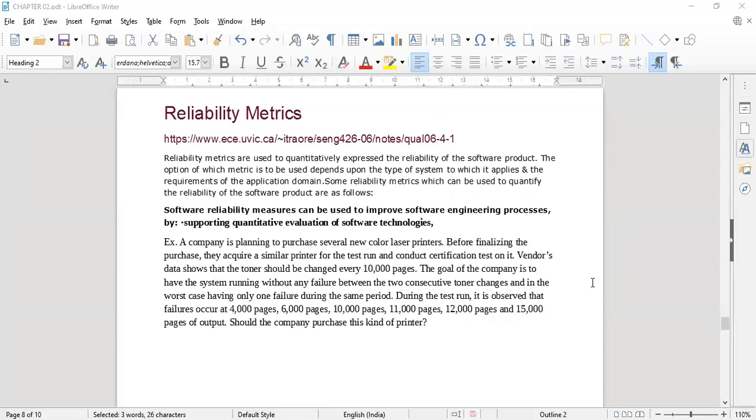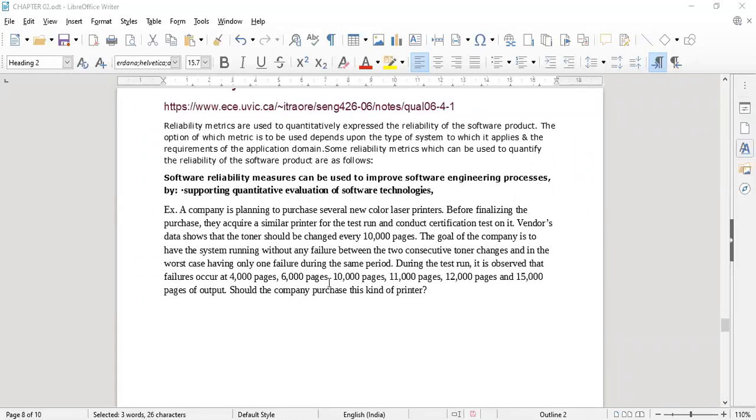Why? Because reliability can support the quantitative evaluation of your software technology. That means whether the product which you are going to develop is properly developed as per the requirement, as per the criteria, as per the agreement. So for that purpose, the reliability metrics are used. It is used to measure the quantitative way of your software product. Quantitative means numerically, for example.